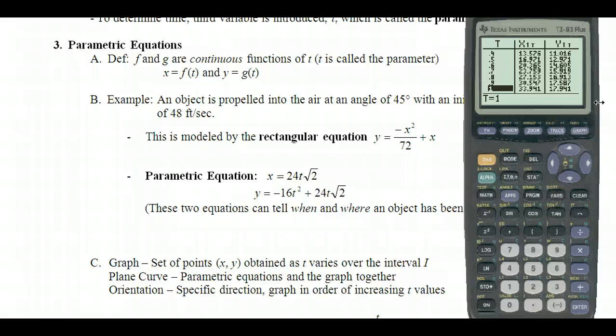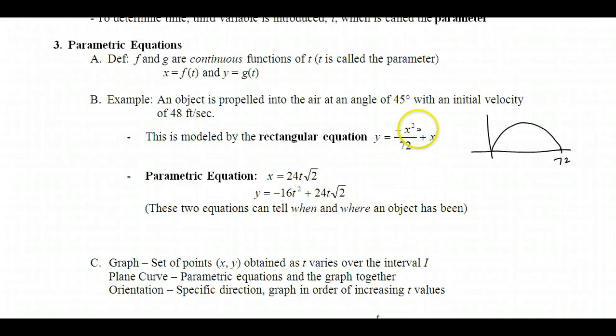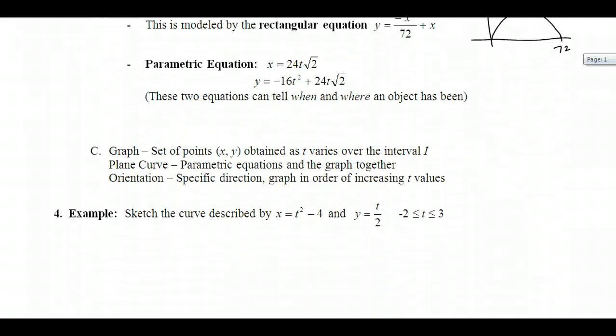So that's our parametric equations kind of in a nutshell. We know that I can graph things rectangular and I can find an equation for parametric that will graph the exact same thing. Parametric can just give us a little bit more detail.